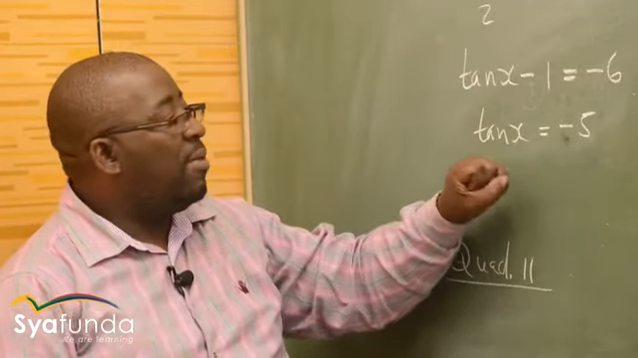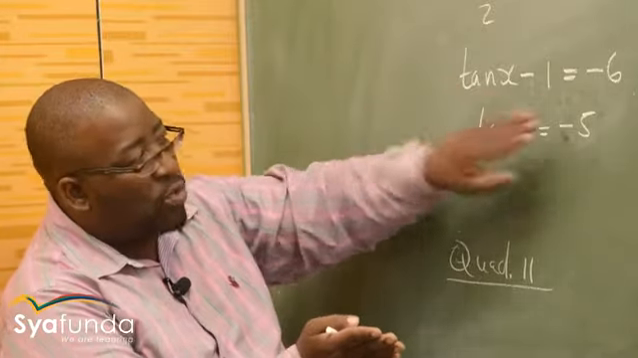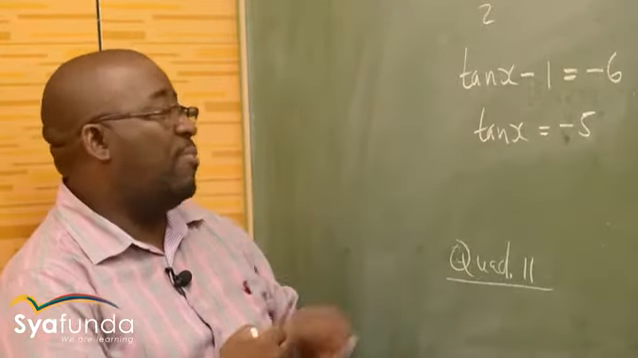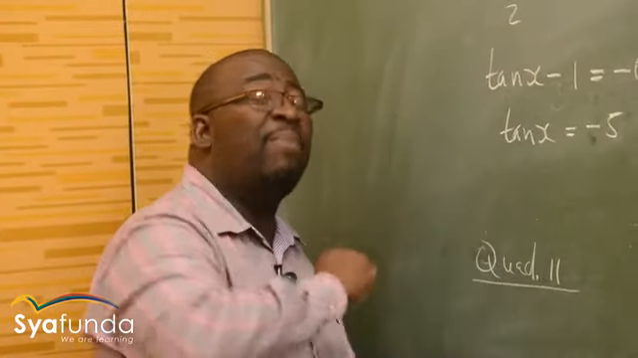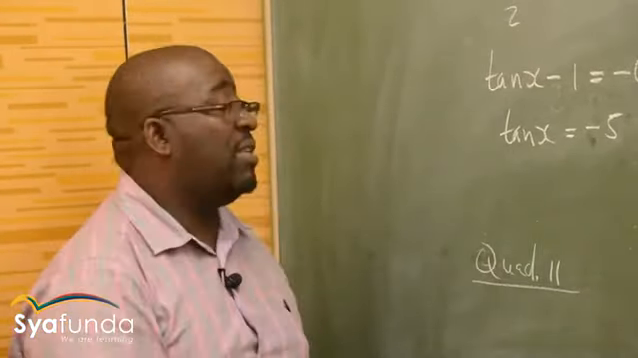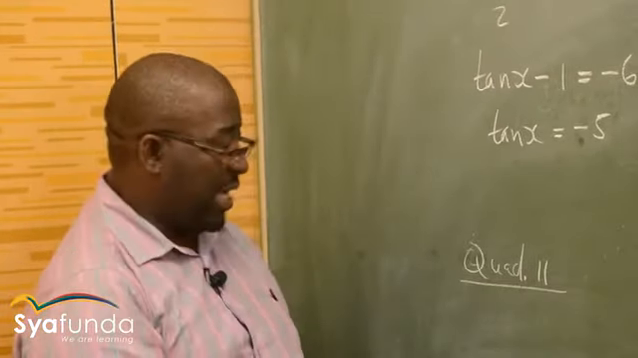No solution, because sine is between minus 1 and 1. Once we have minus 5, we're not going to find a solution. But in this case, because we're dealing with tan, it can be any value, any positive and any negative value, because tan goes to positive infinity as well as down to negative infinity.